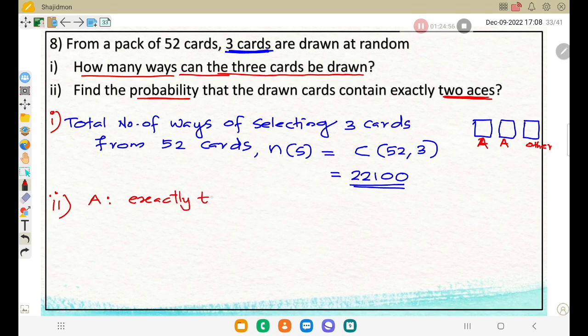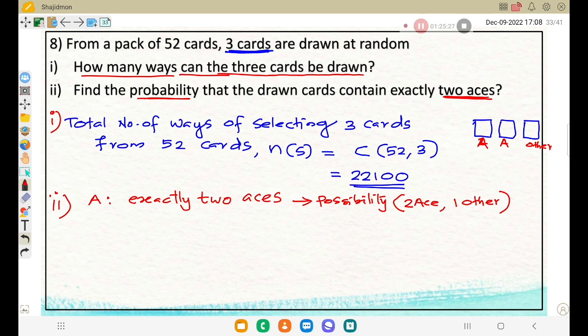Exactly 2 aces, exactly 2 ace cards. So exactly 2 ace cards means what is the possibility, students? What are the possibilities actually? 2 ace cards and one other card, because we have selected 3 cards in total. So 2 should be ace cards, and 1 should be any other card.